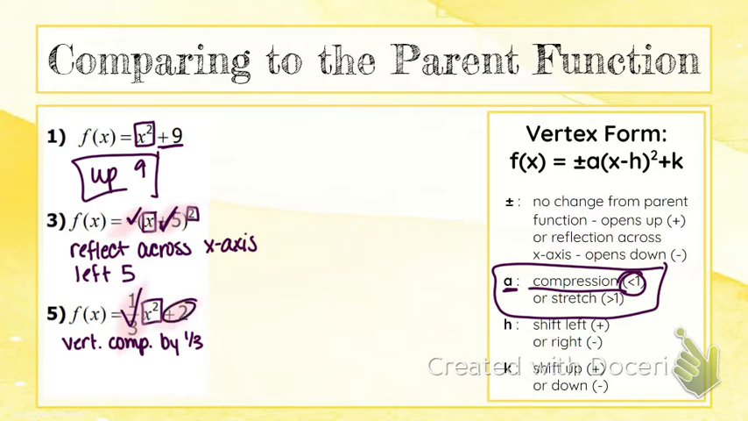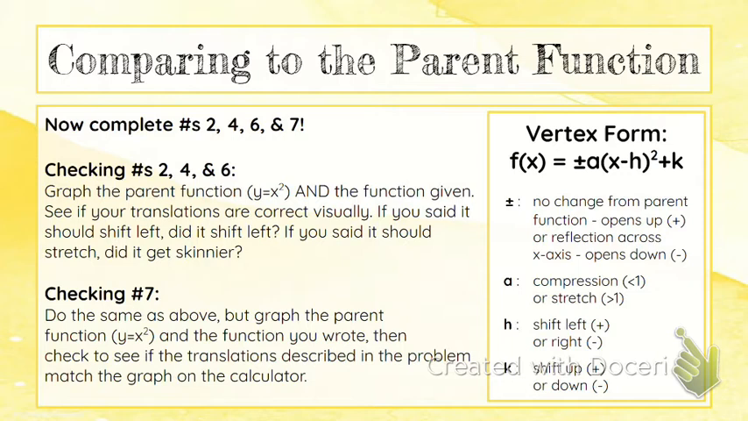Now we have to take care of this plus 2, and it is in the place of k. So we want to look down here. K shifts up and down, and this is a positive k, so it will shift up 2. So we've taken care of that now. So that means we're done with number 5. So now I want you to complete 2, 4, 6, and 7, and here are instructions on how to check your answers.